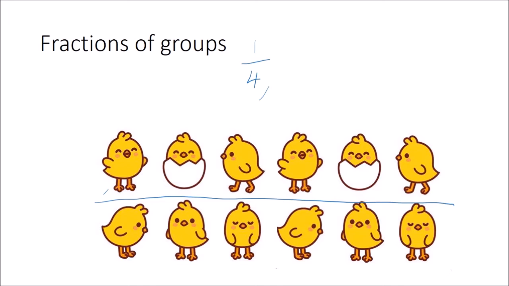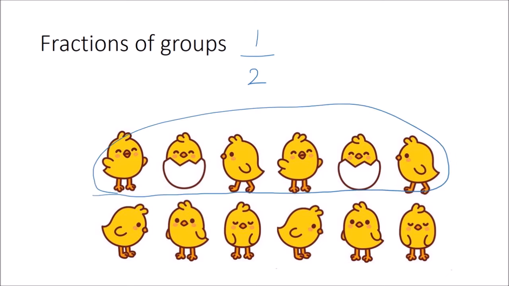And I can do this easily by splitting it that way. So 1/4 is 3 chicks. One more example of the group, I could do, for example, 1/2. In that case, I need two groups. So one group here is a half, and there's the other group.